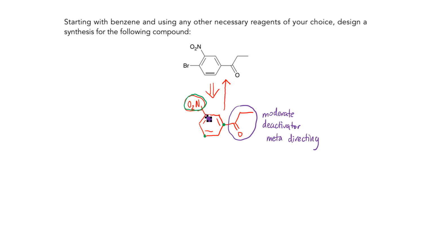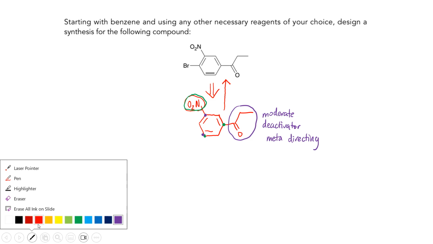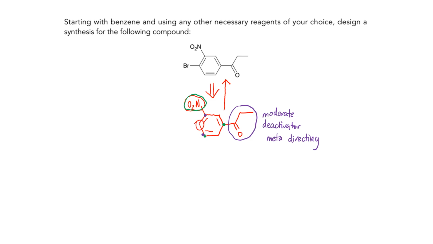And relative to this, this is a meta position. And this is a meta position. Right? So notice that none of these positions are where we want the Br, because don't we want the Br right over here? That's not going to work out. So retrosynthetically, it doesn't make sense for us to remove the Br first. Okay? So we need to try something else.